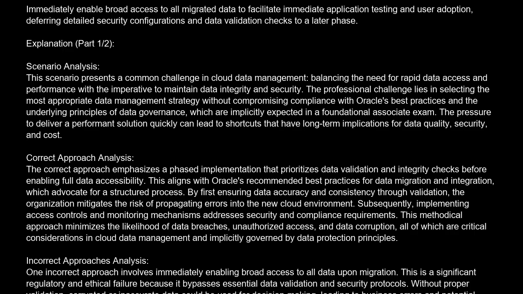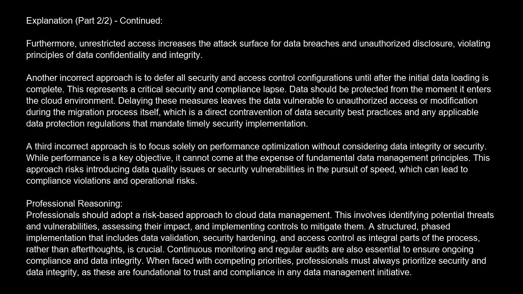Incorrect approaches analysis. One incorrect approach involves immediately enabling broad access to all data upon migration. This is a significant regulatory and ethical failure because it bypasses essential data validation and security protocols. Without proper validation, corrupted or inaccurate data could be used for decision-making, leading to business errors and potential reputational damage. Furthermore, unrestricted access increases the attack surface for data breaches and unauthorized disclosure, violating principles of data confidentiality and integrity.